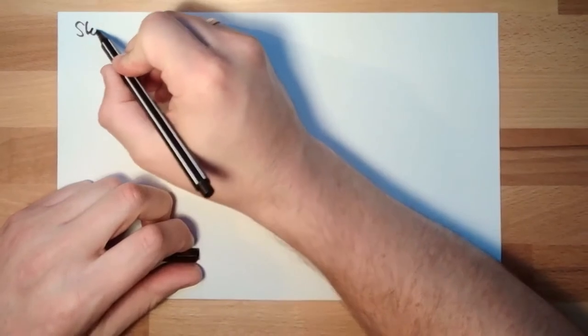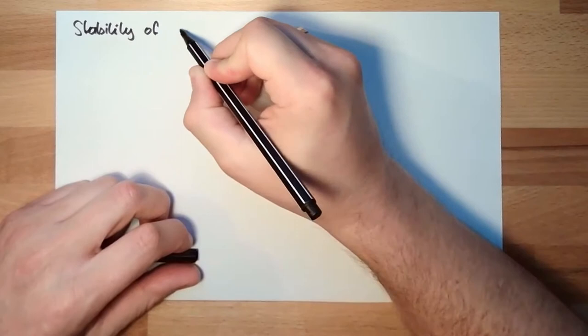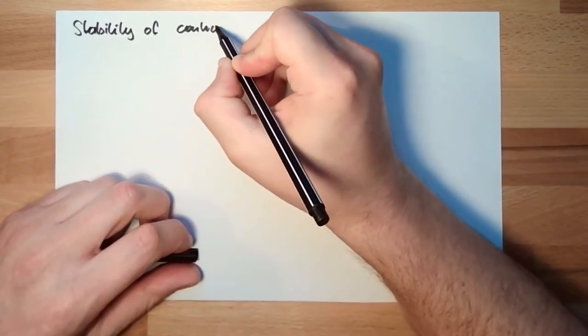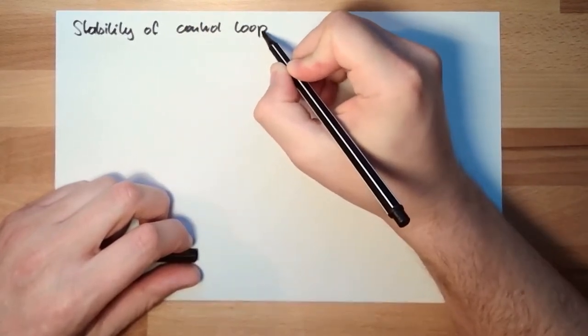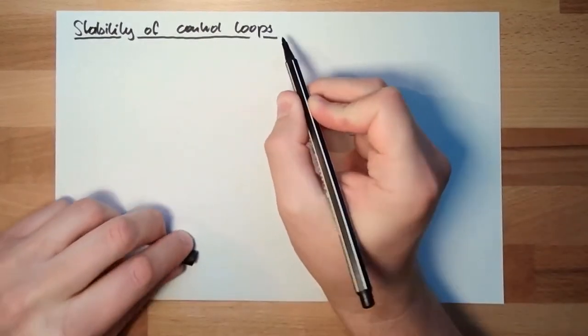So we're going to talk about stability. Stability of control loops. This will take a while, just as a warning.